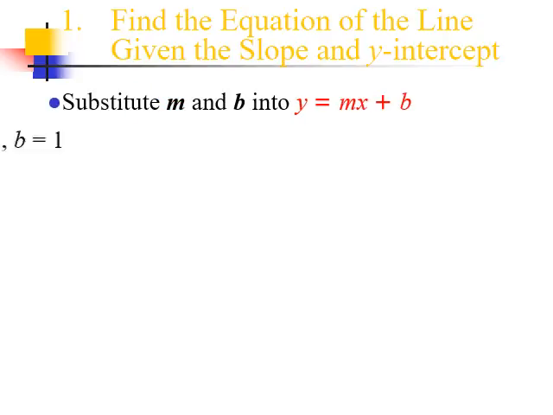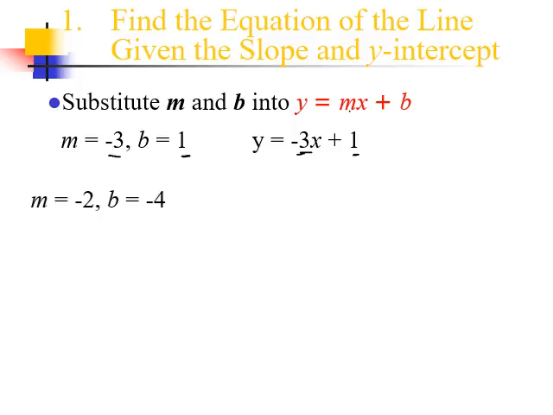Firstly, a quick substitution. Given m and b, how do you find the equation of a line? Well, m is minus 3, which simply goes in front of the x, and the b, which is 1, goes right here as our y-intercept. For a second example, y should equal minus 2x minus 4. The minus 2 goes in front of the x, and b is the intercept, so this one crosses at minus 4.